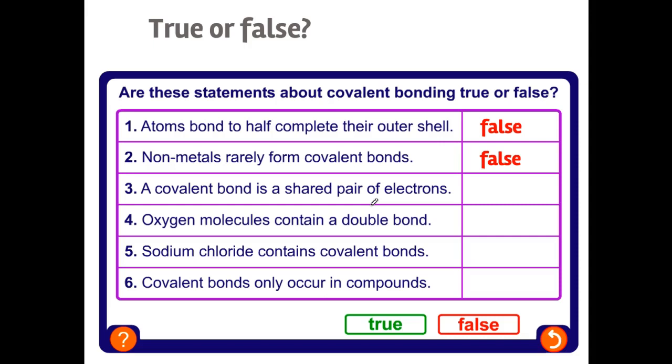A covalent bond is a shared pair of electrons. True. Oxygen molecules contain a double bond. Think about that. But yes, it's definitely true. Sodium chloride contains covalent bonds. No, it doesn't. It's ionic because sodium is a metal and chlorine a non-metal. And covalent bonds only occur in compounds. That's false. We'll talk about that more later, but you can get something called a covalent network, which is lots and lots of non-metal atoms bonded together rather than just a few.